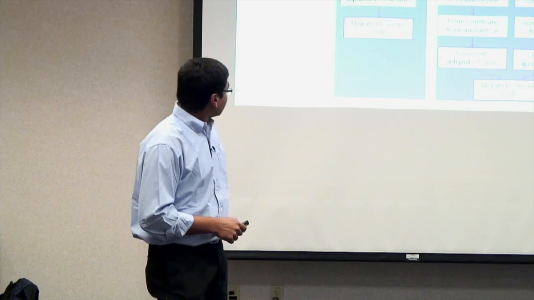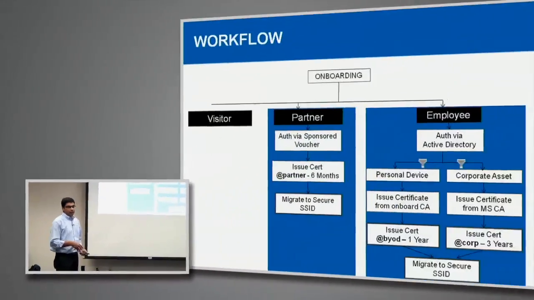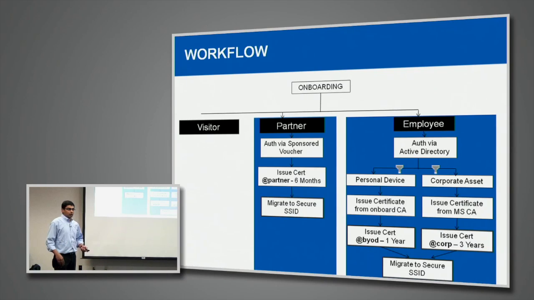For partners, they come in, select you're a partner, right? And then we authenticate using a sponsored voucher. So if you don't have a sponsored voucher, you can't go beyond step 1, right? And then once you authenticate yourself, you'll be issued a certificate from the Onboard's PKI, and the validity for that certificate could be 6 months, right? And that can be defined. It's pretty flexible. You can define the time limit for every certificate, right? And then that certificate will have a realm as partner, and then they'll migrate to the secure SSID, right?